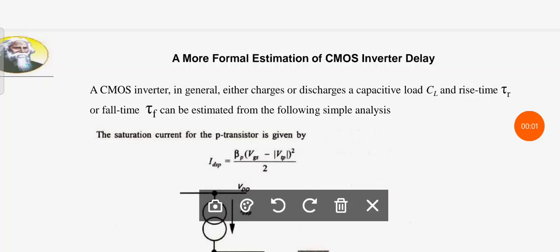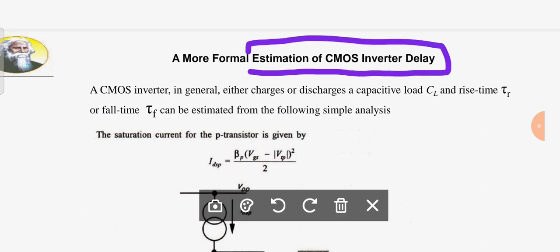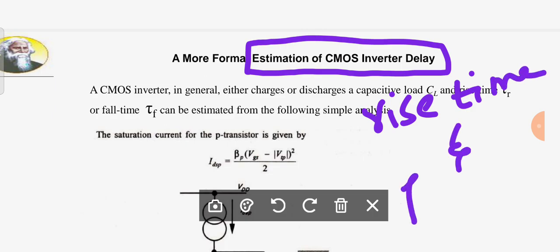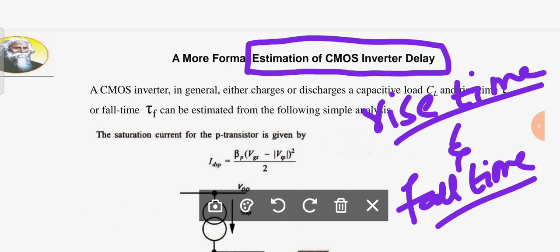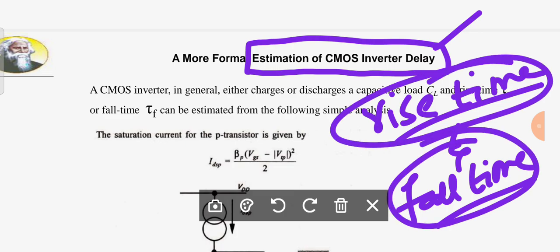Welcome back. In this class we are going to discuss an important topic, that is estimation of CMOS inverter delay. This is a very important topic from the external exam point of view, or it can also be called derivation of rise time and fall time. Is it okay? Then you have to remember these two names. In the external exam, they will ask either estimation of CMOS inverter delay or derive rise time and fall time. Is it okay?